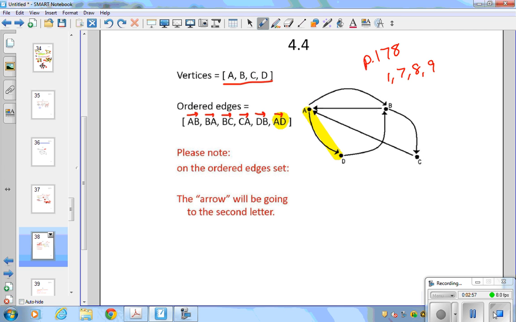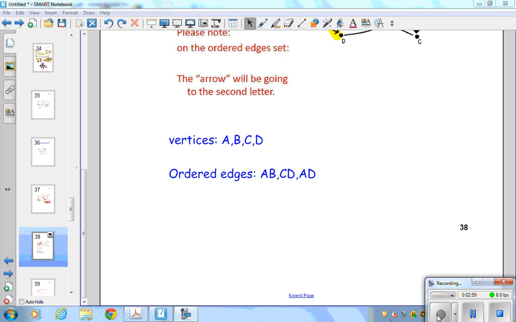So let's do an example really quick. Here's my example. Vertices A, B, C, and D and ordered edges AB, CD, and AD. I'm going to pause the video and get my answer, and let me encourage you to do the same. Then I'm going to start the video again and we're going to compare our graphs to see whether they match. So go ahead and pause the video right now. Okay, and there's my digraph there.